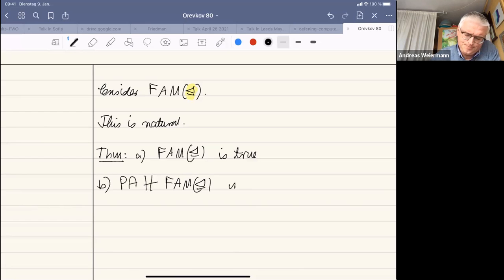In fact, even predicative analysis is not able to prove this. So we have a strong principle, and it comes from very simple concepts.